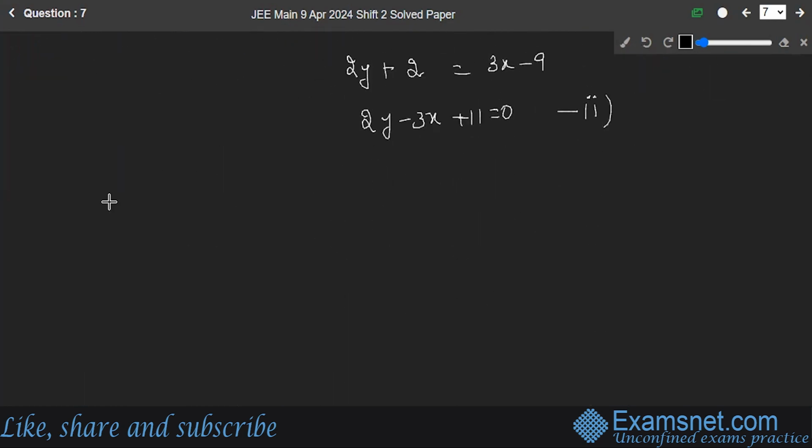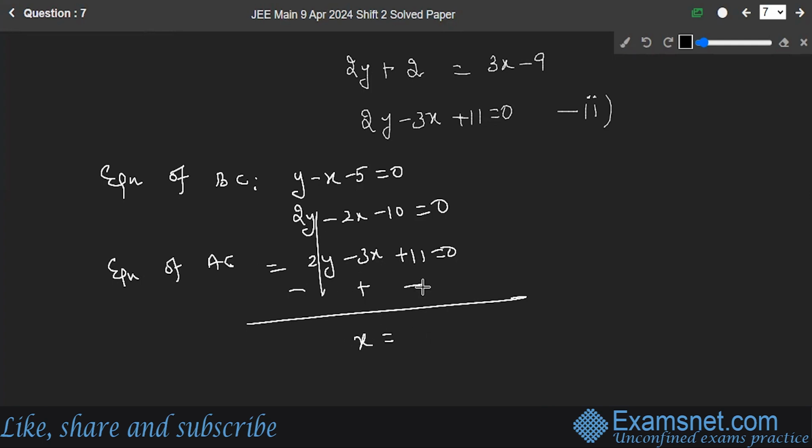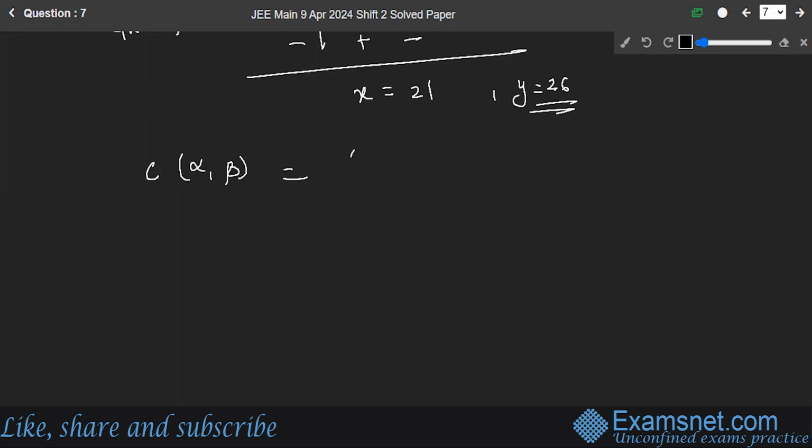Okay, so let's rewrite. You had the equation of BC as y minus x minus 5 is equal to 0. Let's multiply both sides by 2. So 2y minus 2x minus 10 is equal to 0. Similarly, you had the equation of AC as 2y minus 3x plus 11 is equal to 0. Subtracting, this will cancel, and you will have x is equal to, give me a minute, this will be 21. Yes, x will be equal to 21, and you will solve the corresponding value of y. You will get y as 26. So your point C, which was your alpha and beta, came out to be (21, 26). That gives you alpha is equal to 21 and beta is equal to 26.